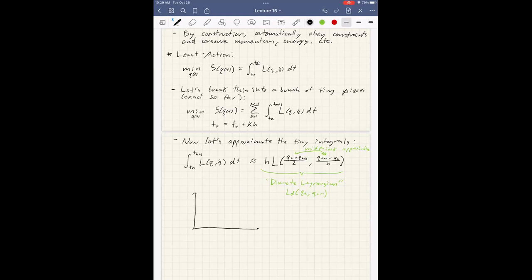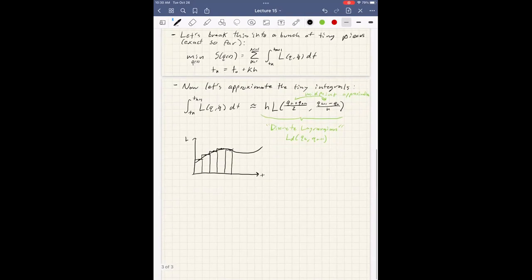If I cartoon this out, the quadrature rule thing, we've got t and L. I have some value here and I'm evaluating the L's at these midpoints and adding these up. You can think of it as similar to the Riemann sum idea that you probably learned in basic calculus. And what else did we say about this?